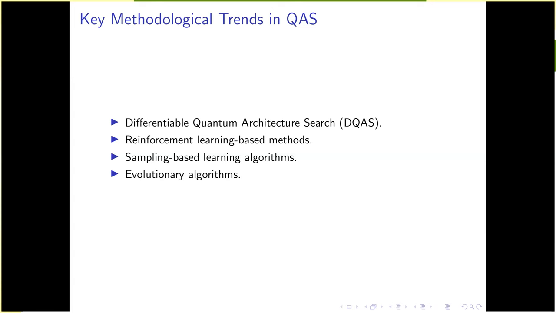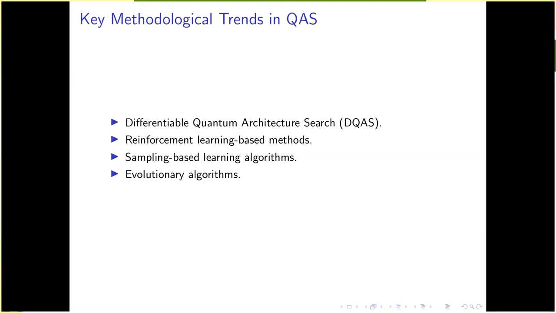Here we have a list of several approaches: differentiable quantum architecture search, reinforcement learning based methods, sampling based learning algorithms, and evolutionary algorithms. I'm not sure, maybe sampling based methods and evolutionary methods are very similar, but I wrote them as a separate group of methods.